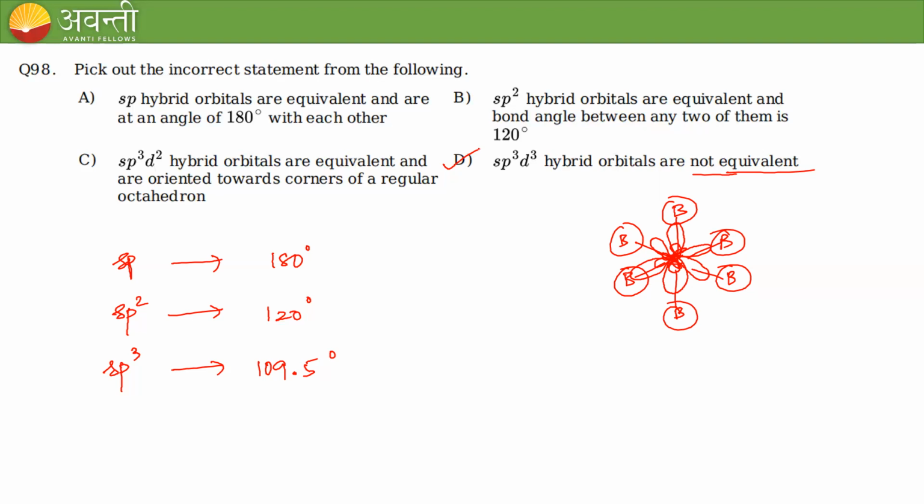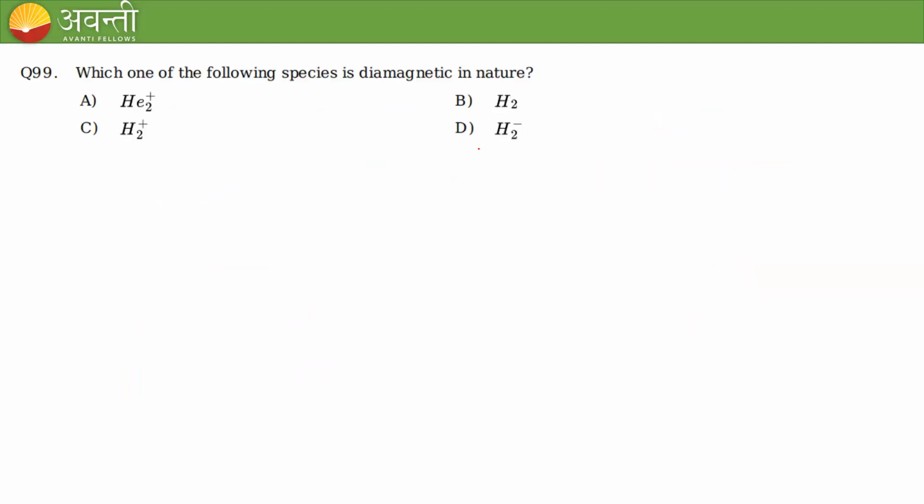Okay. So moving on to question 99. Which one of the following species is diamagnetic in nature? So we know that from the molecular orbital theory, if I want to draw the MO diagram, energy goes like this, and this is the 1s orbital of hydrogen, which has 1 electron, and this is the 1s orbital of the second hydrogen, which has 1 electron. 1s1, 1s1. Now they both will form the molecular orbitals, right? And this is sigma 1s, and this is sigma star 1s.